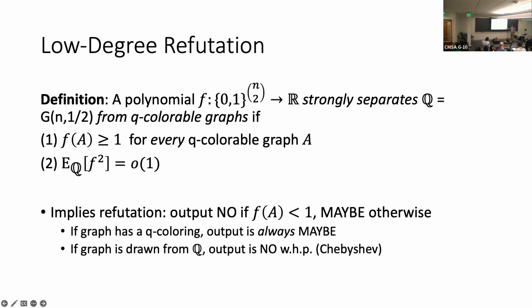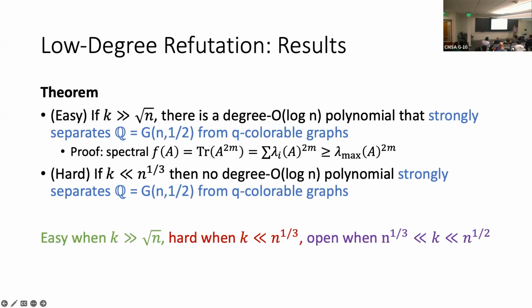Well, given my graph, I compute this f of A, this polynomial of the adjacency matrix. If it's smaller than 1, I know that the graph definitely is not Q colorable, because this polynomial is bigger than 1 whenever it is. And otherwise, maybe not. The second condition ensures that for the random graph, you will actually successfully refute it with high probability. Is that okay?